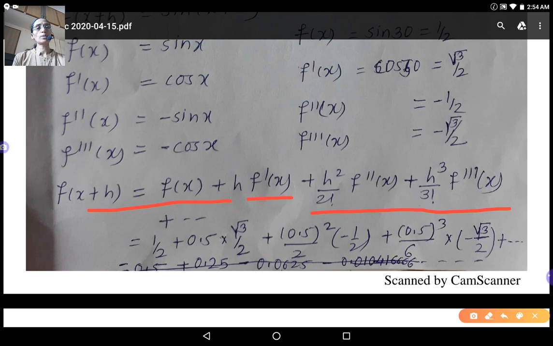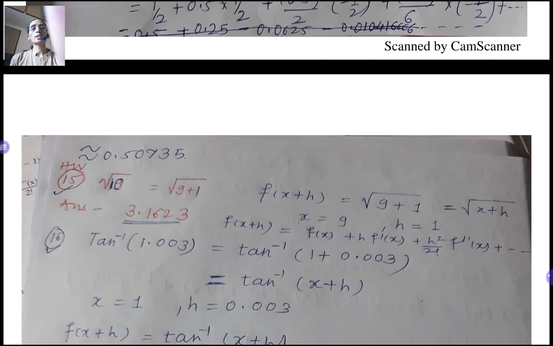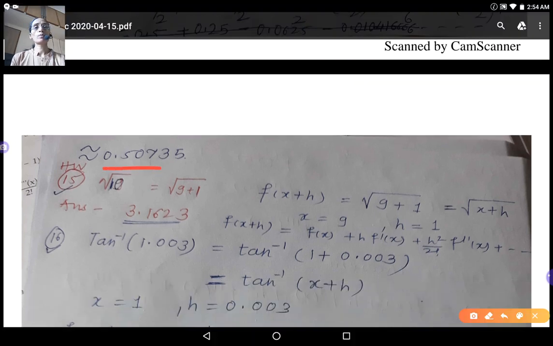Now we just put in the values. All values we found already. Half plus 0.5, which is the h value, into f dash x, plus h square upon 2 factorial into f double dash of x, plus 0.5 cube, meaning h cube upon 3 factorial, 3 into 2, into f triple dash of x. All these values you have written, and just simplify this carefully, and then your final answer comes 0.50735. It is very simple. Now I think you can solve more examples.